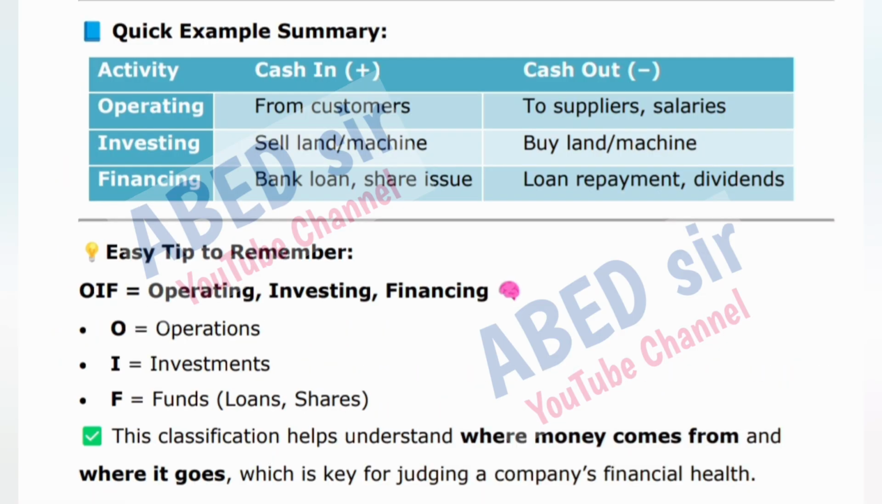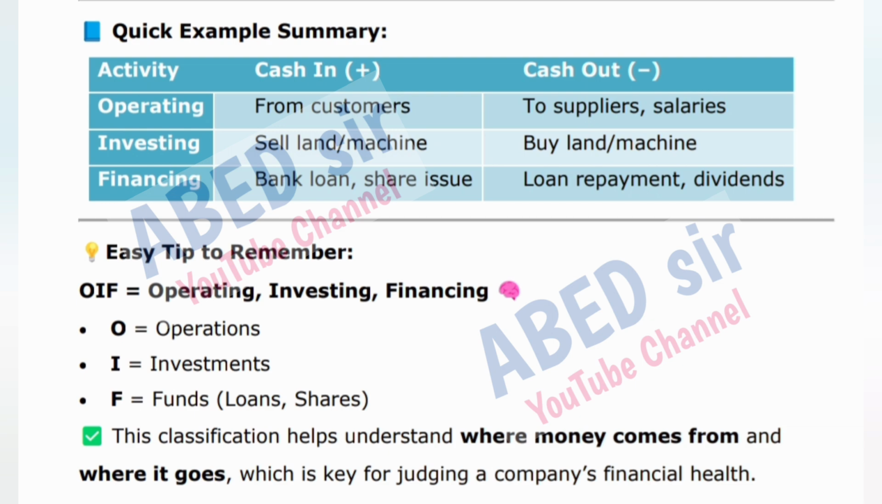Quick example summary. Activity: cash in plus cash out. Operating: from customers, to suppliers, salaries. Investing: sell land, machine; buy land, machine. Financing: bank loan, share issue, loan repayment, dividends.